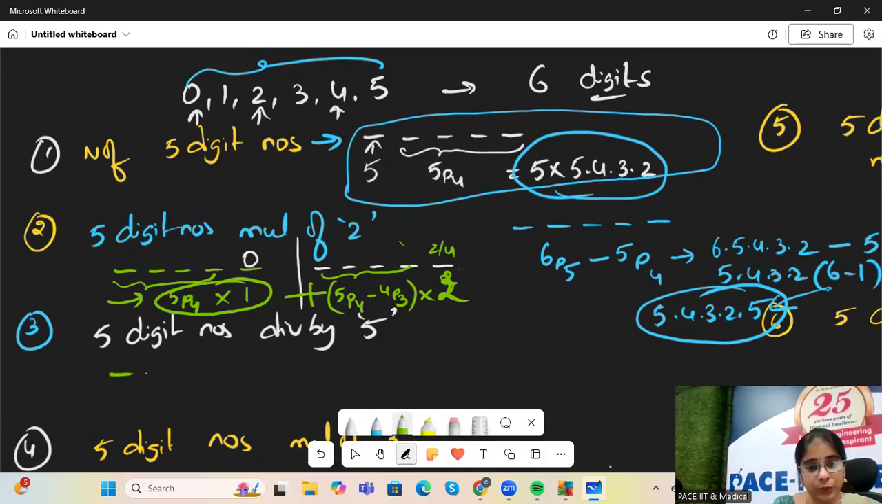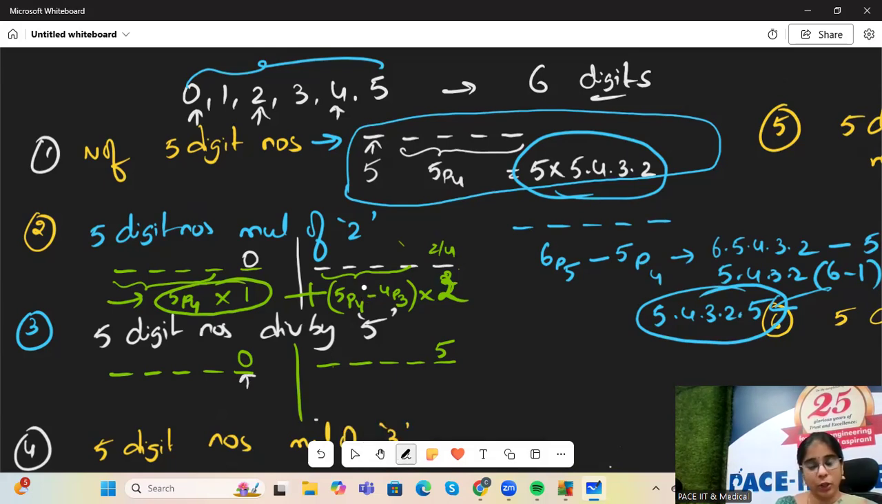Right? Next, coming to 5-digit numbers divisible by 5. Again, 0, 1, 2, 3, 4, 5 with the units place as 0, and 0, 1, 2, 3, 4, 5 with the units place as 5. Divisibility by 5, the rule is that only, isn't it? Now what should I do? When you have 0 here, obviously you are left with 4 places. 0 is not there in the rest of your arrangement right now. So 4 places to be filled from the 5 possibilities. So the count here will be 5P4 into 1, since 0 in the last place is just one way.